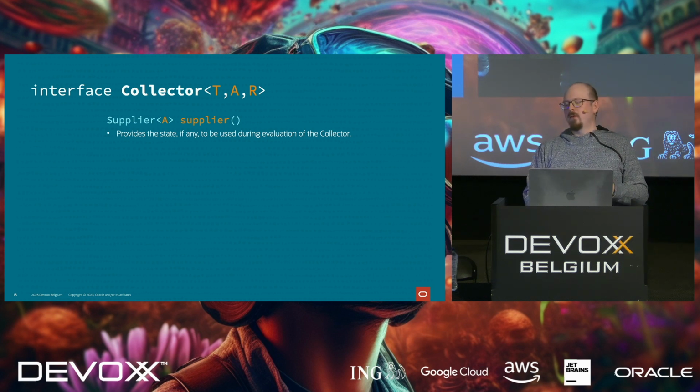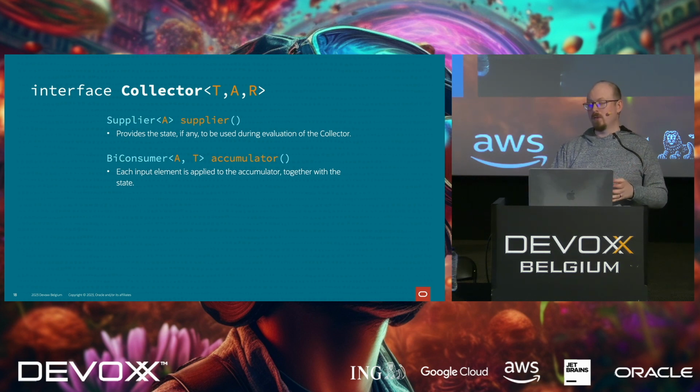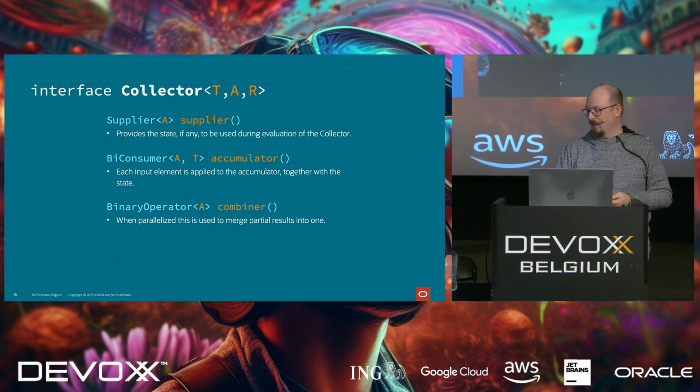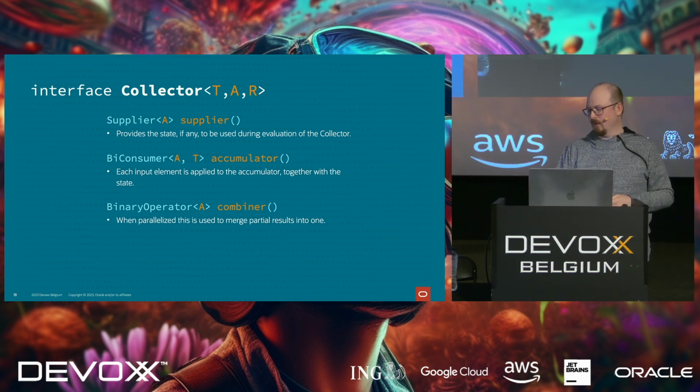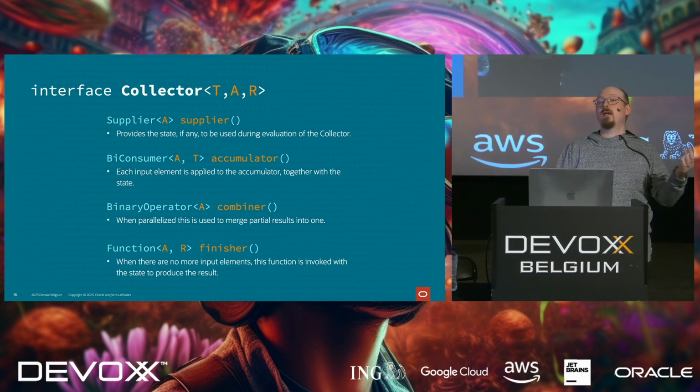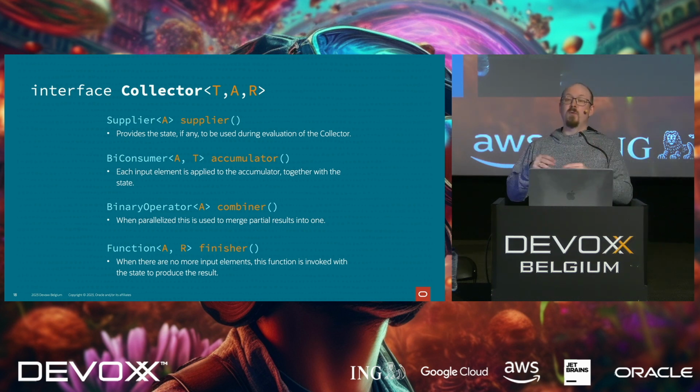First, you have a method that returns a supplier of A, so you can construct the state that you need to remember. You have a BiConsumer, a function that takes the state and the next element and accumulates the element into the state for each element. Then there is a combiner that, under parallelization, is able to combine parallel results into a single result, or parallel aggregation into a single aggregation. And then at the end, we have a finisher. You call that with the state at the end of the computation, and that gives you the result.